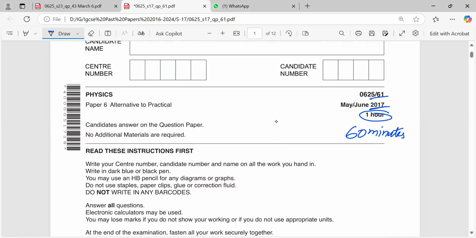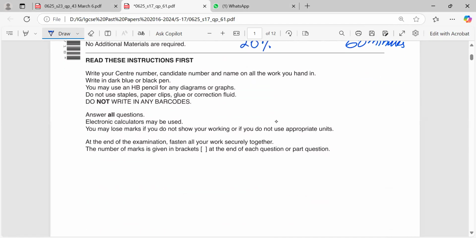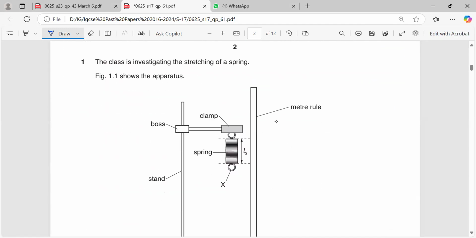So, how many marks are there in total? This is a paper where we have a bit of relaxation in terms of marks and time. On the other hand, it is only 20% of the curve, let me say. Anyhow, let's start from question number one.